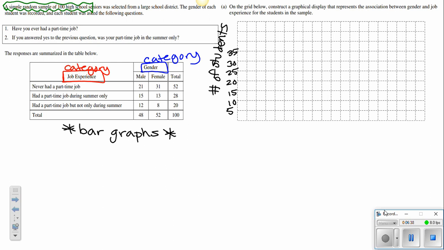Do notice that we have 3 different categories here for job experience. You could actually put either category on this x-axis. So here, this could be gender, or it could be job experience. It does not matter. Just for consistency's sake, I like to put the one with more categories on the bottom. So instead of letting you choose, we're going to do job experience down here.